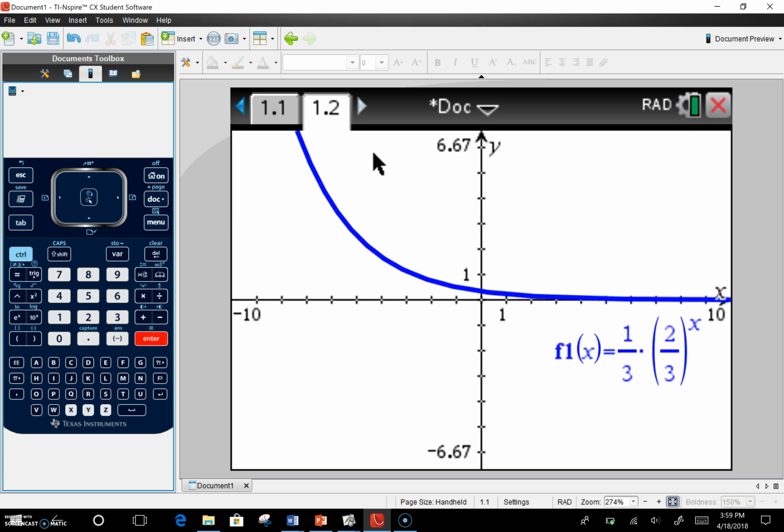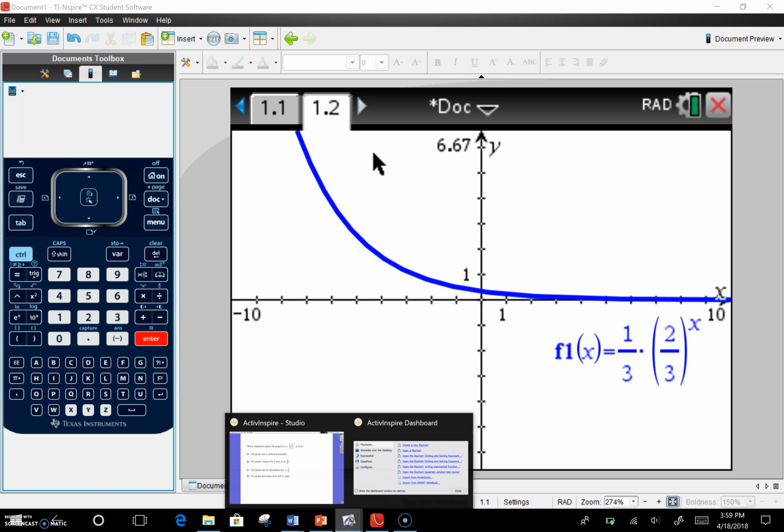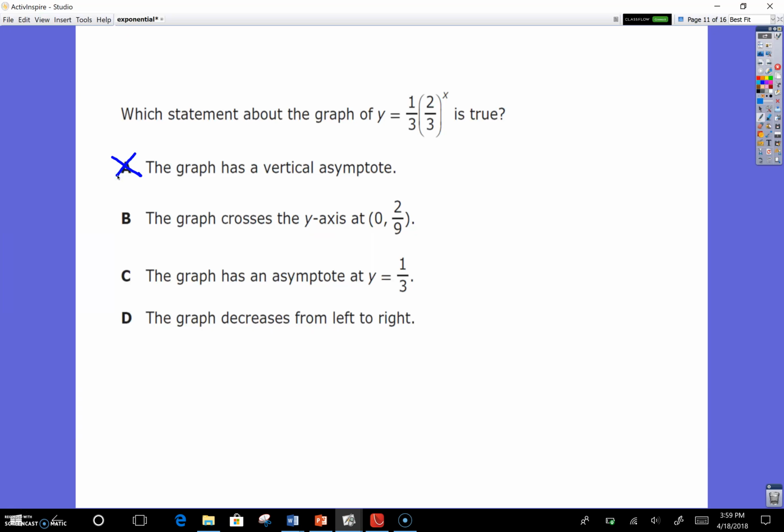Enter. If you look at this, is there a vertical asymptote? There isn't a vertical asymptote. The graph crosses at 0.9, actually crosses at 0.333, which is the same thing as 1/3. The graph has an asymptote at y equals 0, not 1/3. It decreases from left to right. That's correct.